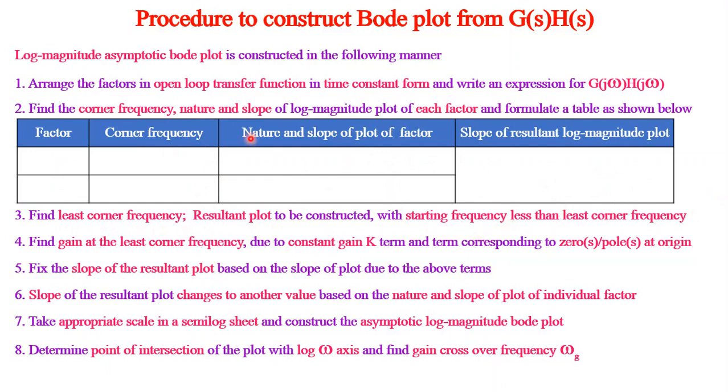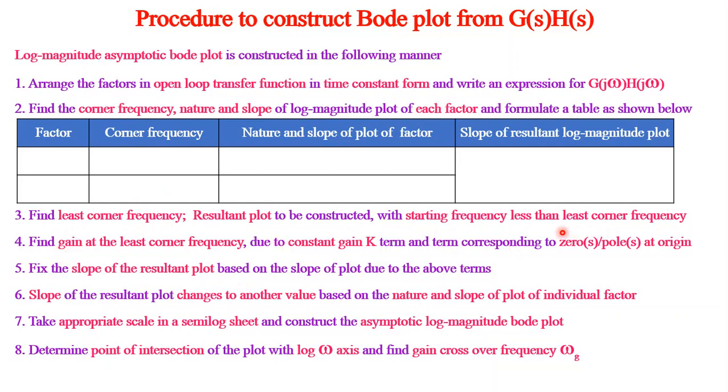Because corner frequency is the frequency where the slope changes, that we have already seen when we discussed about the log magnitude plot of 1 plus sT and 1 by 1 plus sT. So the corner frequency was 1 by T in that case. Slope changes from 0 dB to plus 20 dB per decade in the case of 1 plus sT factor, and it changes from 0 to minus 20 dB per decade in the case of 1 by 1 plus sT factor. So like that we may have many corner frequencies because we have many factors. Find the least corner frequency. Then take the starting frequency less than the least corner frequency.